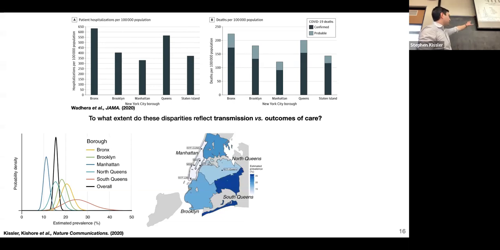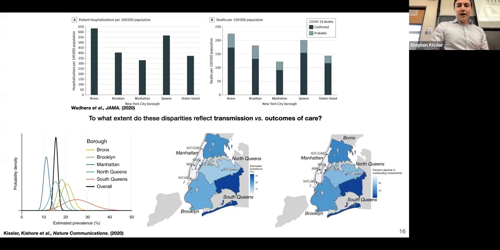Here's that same information in a map, where again, we see much lower rates of infection in Manhattan than in the Bronx and the Queens, sorry.